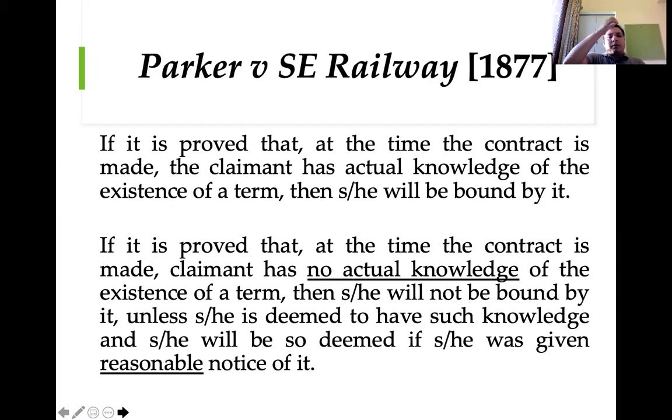In one case, it was held that if it is proved that at the time the contract is made, the claimant has actual knowledge of the existence of a term, then she will be bound by it. If it is proved that at the time the contract was made, the claimant has no actual knowledge of the existence of a term, then she will not be bound by it unless she is deemed to have such knowledge, and she will be deemed to have it if she has been given reasonable notice of it.